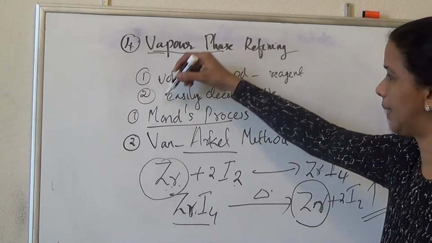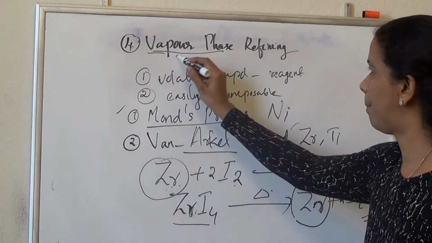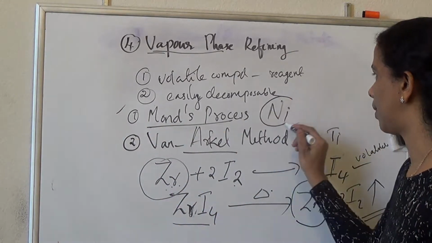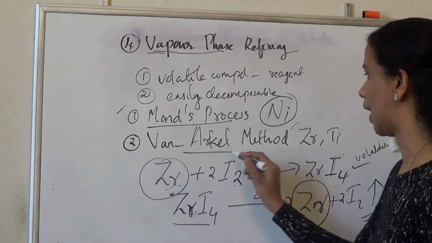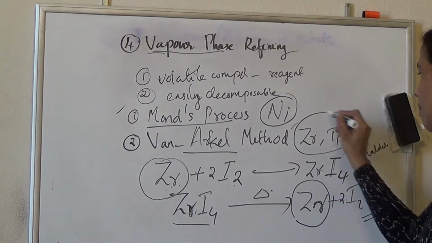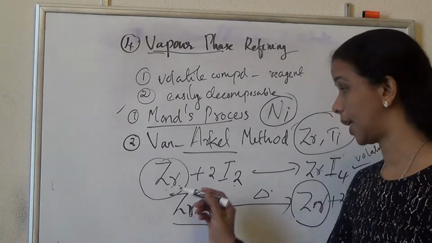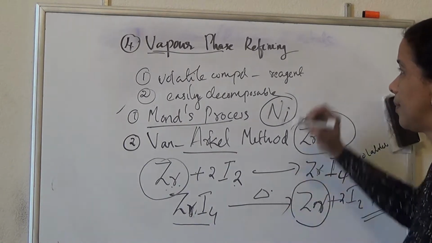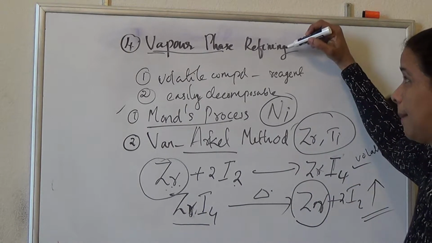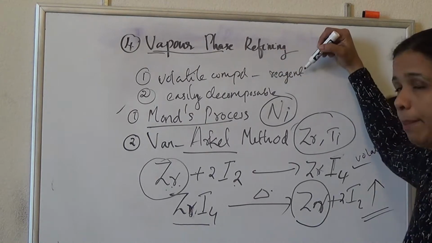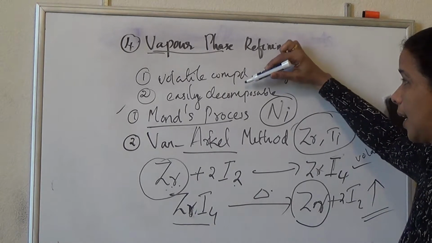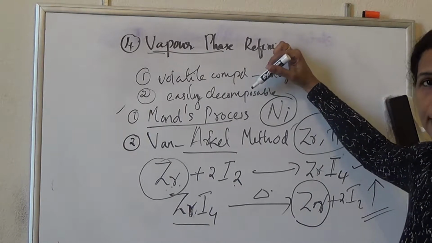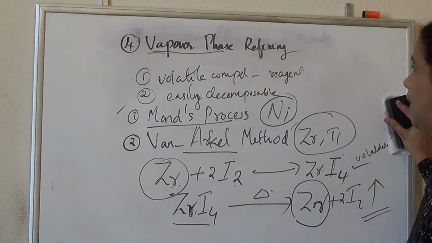So there are two methods we discussed in vapor phase refining. That is the Mond process, used for the purification of nickel, and the second one, the Van Arkel method, used for the purification of zirconium, or the same method we can use for titanium also. The condition is the metal must form a volatile compound with a particular reagent. Second, the obtained volatile compound must be easily decomposable. Then the last method.